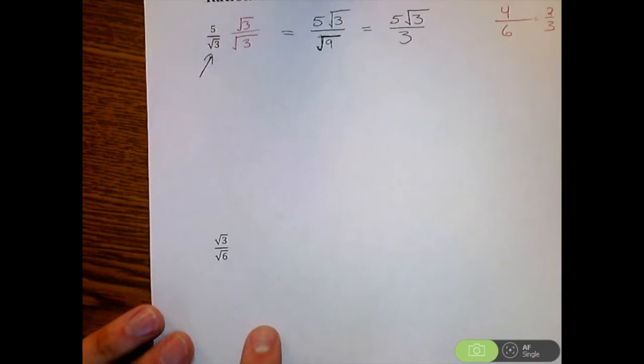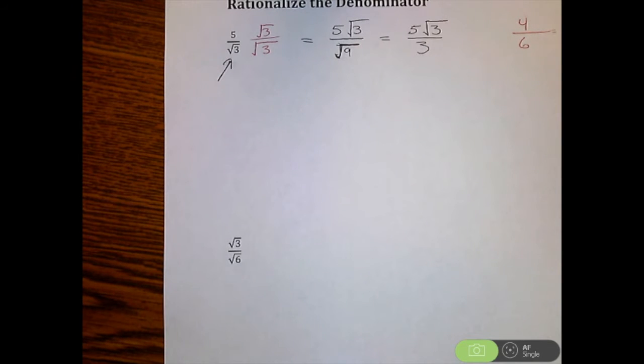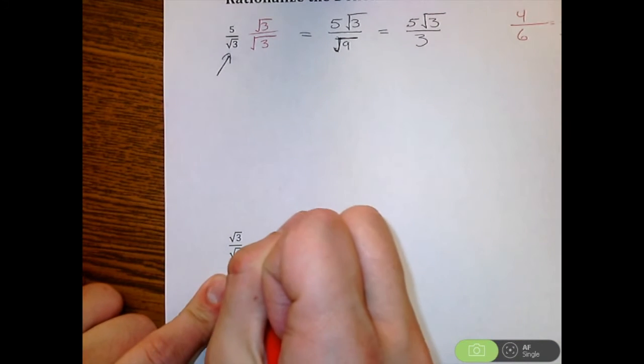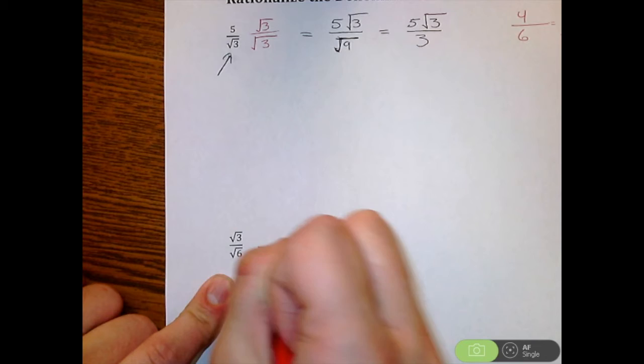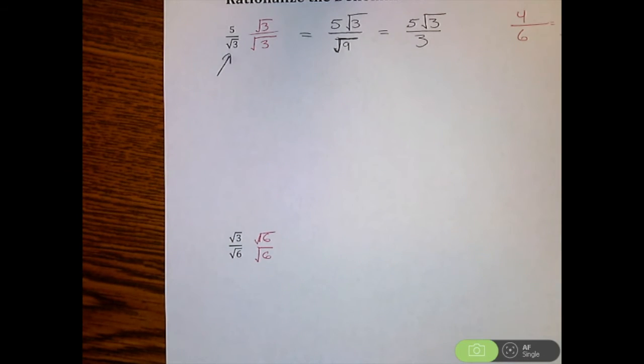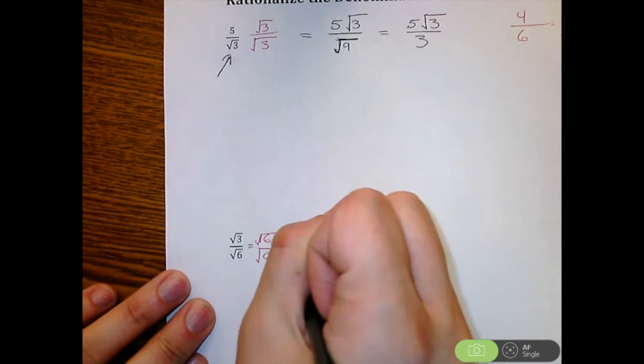So I'll do one more example here, a little bit more complicated, but it's covering the same ideas. I have the square root of 3 divided by the square root of 6. At first glance, there's no simplifying of the square roots top or bottom that I can do, but I really can't have a square root of 6 on the bottom. So what we're going to do is multiply the bottom by the square root of 6. But again, if I multiply the bottom by the square root of 6, I have to multiply the top.